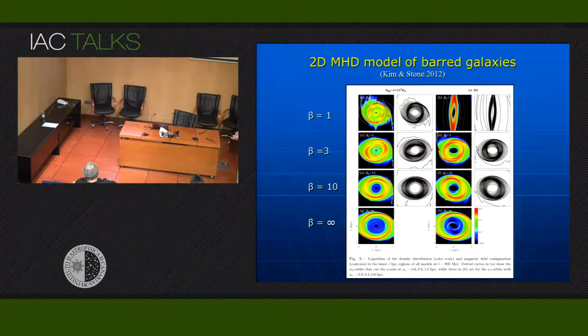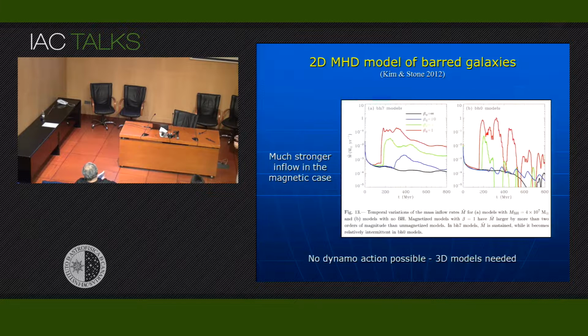To do this in a bit more detail, you need MHD models, and unfortunately there is no 3D model, but at least there is a 2D model by Kim and Stone, 2012, and they show that indeed the formation of bars in nuclear rings is changed. This is a nuclear ring if you have different magnetic field strength, beta 1 to infinity. This is not important. This is an important one. These are inflow rates here. This black line is for no magnetic field, so beta infinity, and this is for beta 1. So the inflow rates are very strong.